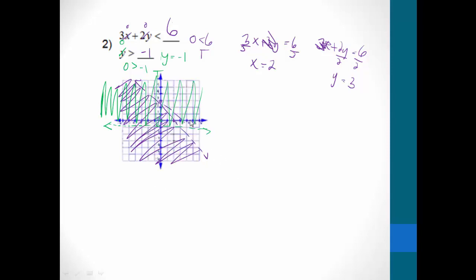And now the last thing that we want to do is just look for where I have both colors shaded in. It's going to be in this triangular region right here. So I'm going to first of all make my lines a little bit more solid here. And then it's going to be this region right here. So that would be my answer for that one.